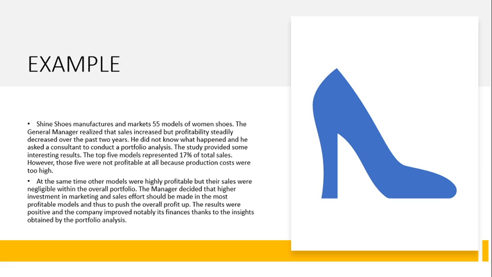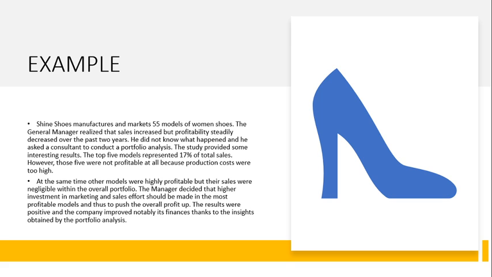So the manager identified that he has increased sales but a steady decrease in the profitability rate, and he wanted to know why. Okay, now the study provided some interesting results. So what are the interesting results of portfolio analysis? Let us see. The top 5 models represented 17% of total sales. So it had 55 models of shoes and the top 5 models gave 17% of total sales.